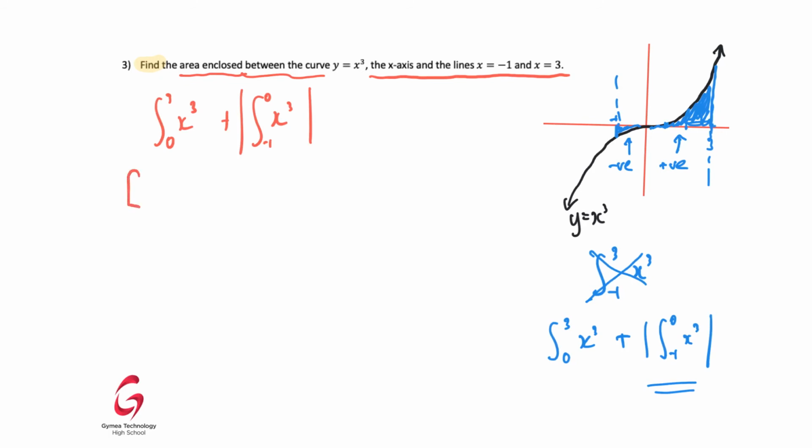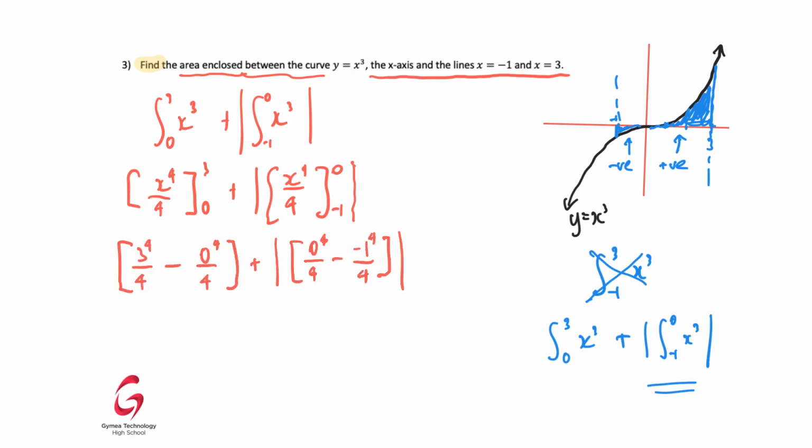Integrate this first one. Okay, so it's x to the power of 4 on 4. We're going between 3 and 0 for that one. And then the absolute value of x to the power of 4 on 4, but this one is between 0 and -1. Okay, so now we just have to perform a couple of substitutions. All right, so there we go. Substituting 3 and then 0, and then substituting 0 and then -1. So now we put this all in our calculator and we'll get our values. So we're going to get ourselves 81 on 4 plus the absolute value of -1/4.